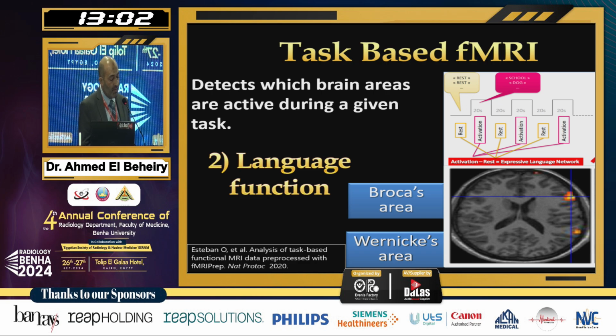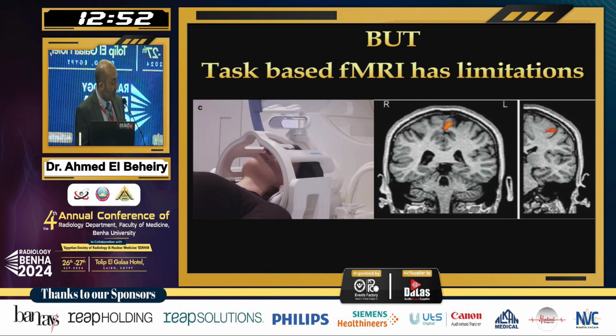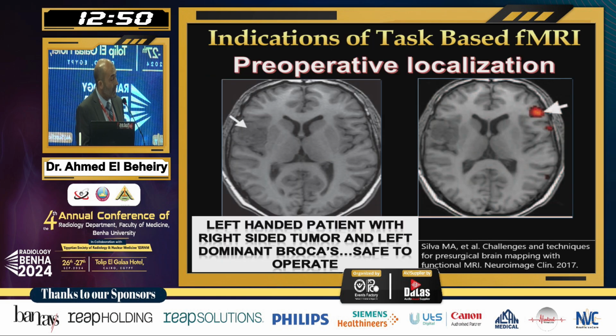the expressive language. The main indication of the task-based is for preoperative planning, like this patient which had space-occupying lesion on the right side, in the right perisylvian region. He was left-handed, but on doing task-based fMRI, the Broca's area was on the contralateral side, which means that he was safe to be operated upon.